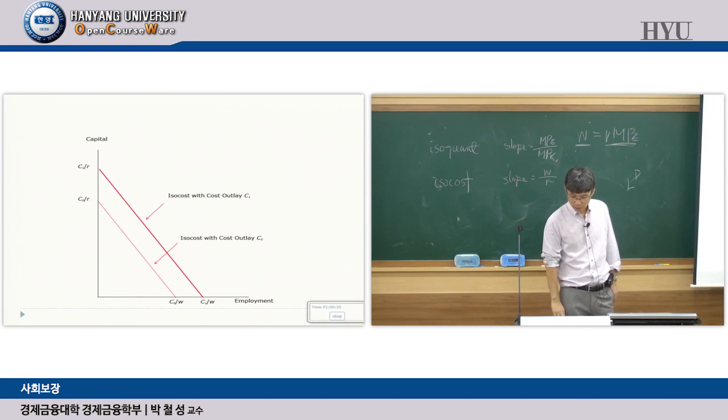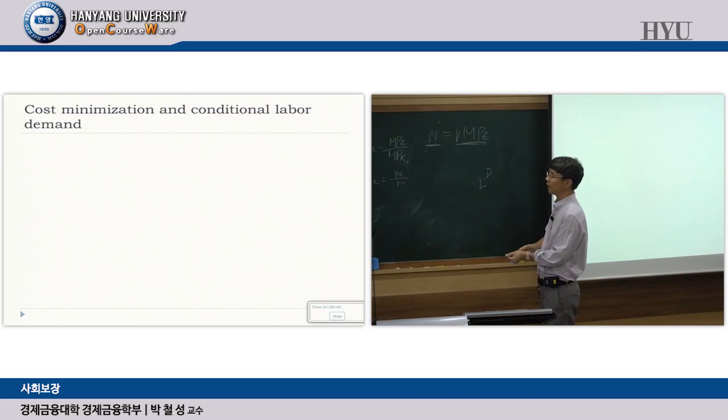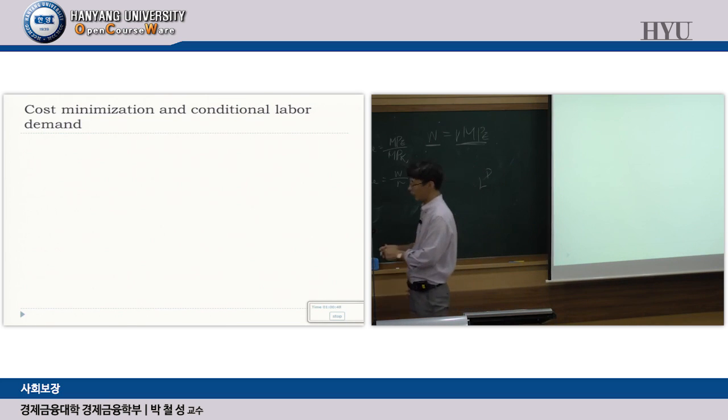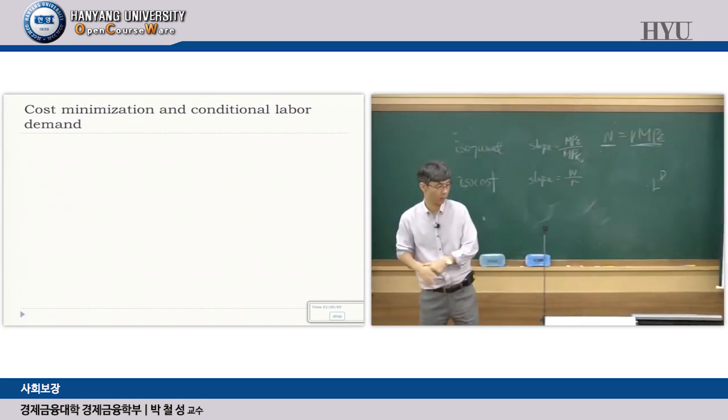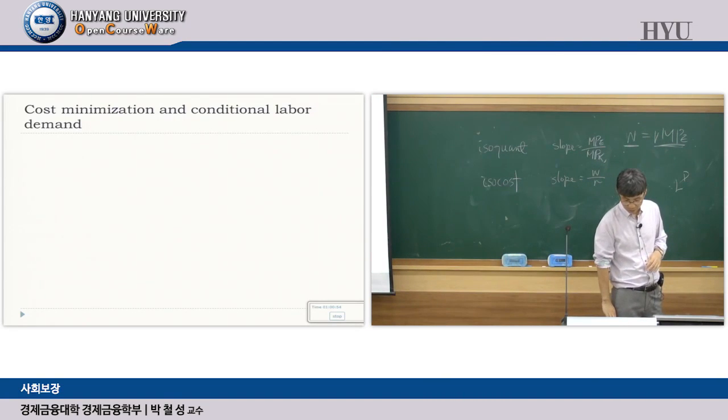So we have seen isoquant and isocost. And first, let's think about the individual firm's decision for production. What we are thinking about is cost minimization first. What is cost minimization? Let's think of this idea.